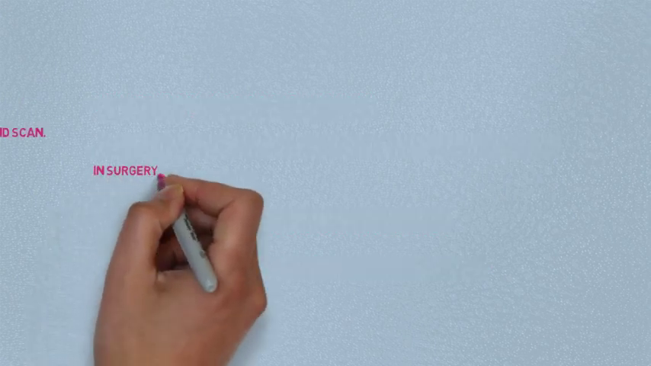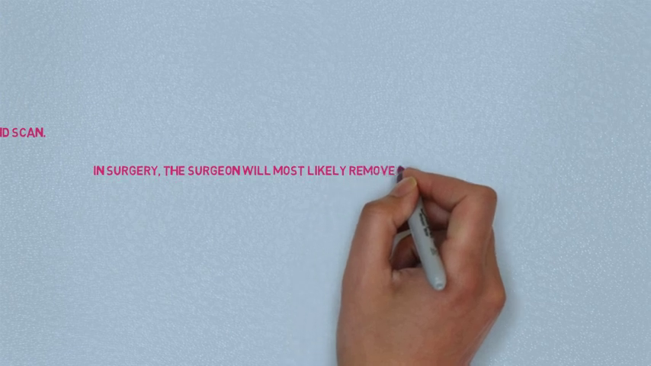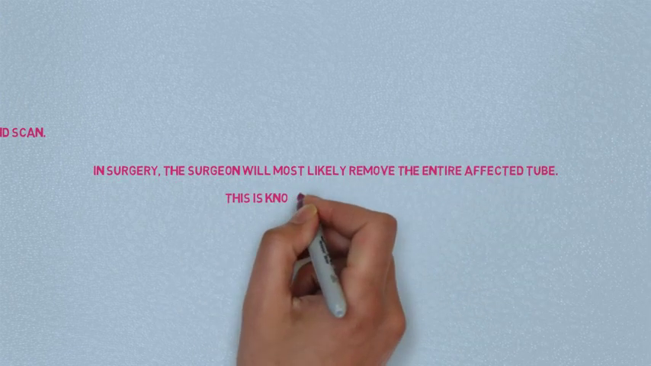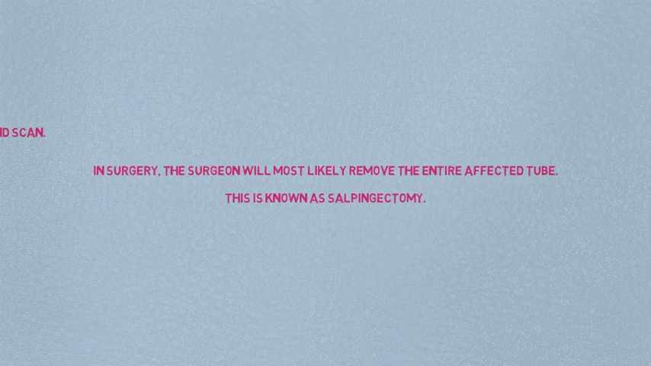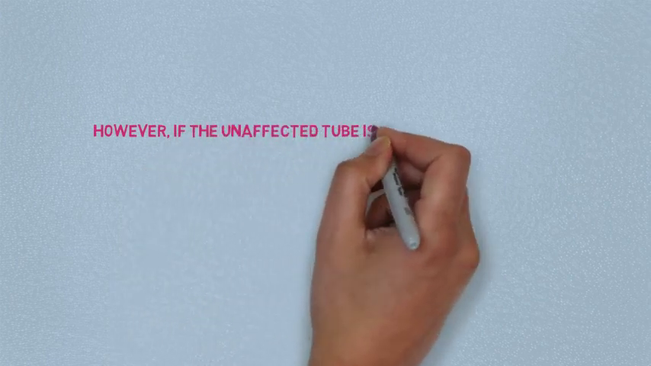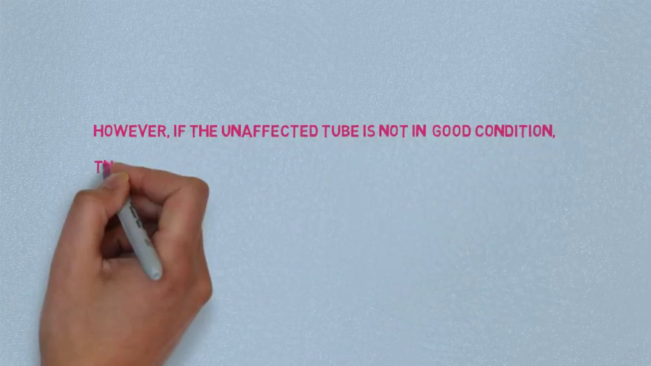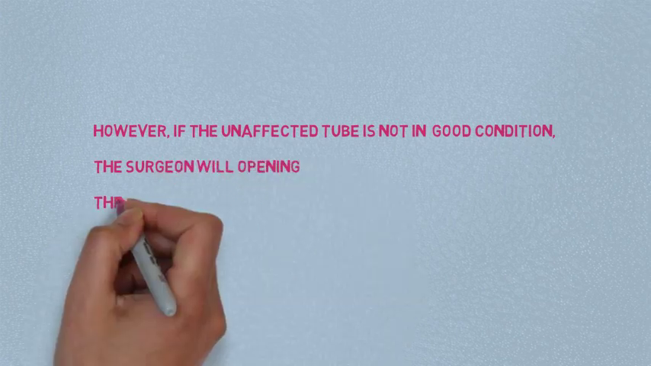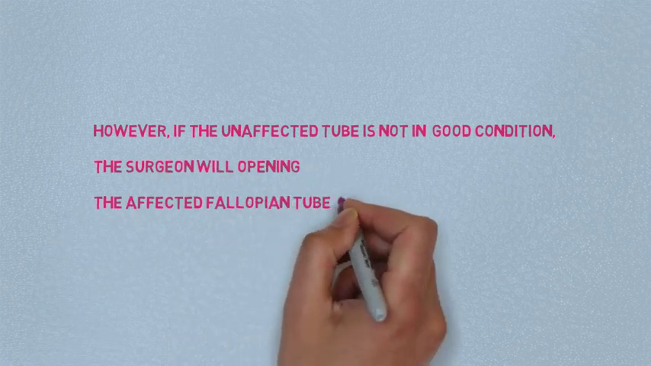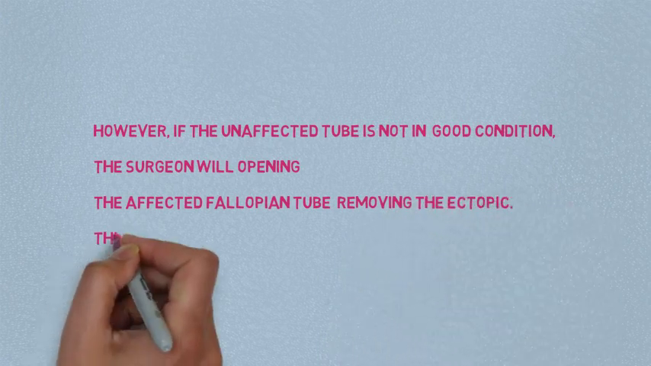In surgery, the surgeon will more than likely remove the entire affected fallopian tube. However, if the unaffected tube is not in good condition, the surgeon may only open the affected fallopian tube and remove the ectopic pregnancy. This is not ideal, but it preserves fertility if the lady has a damaged tube on the other side.